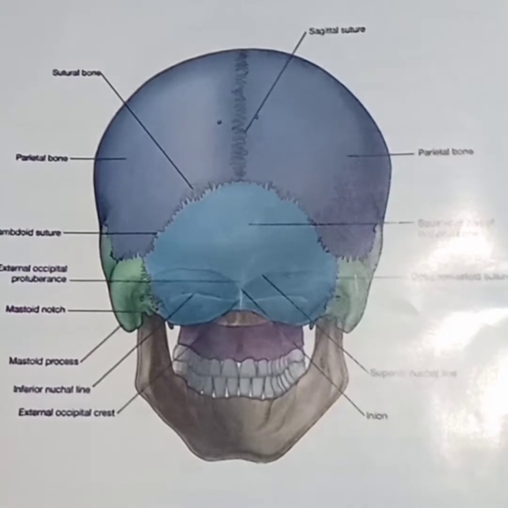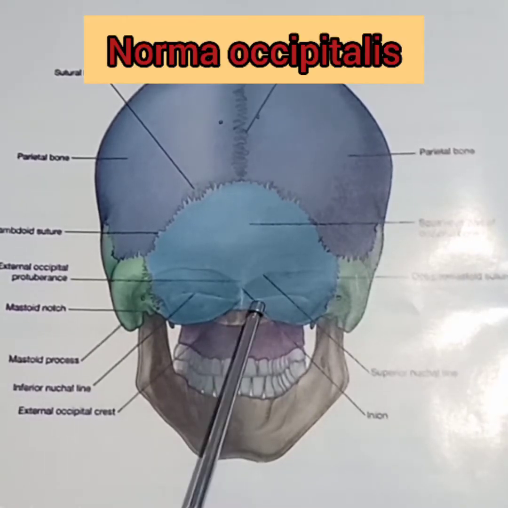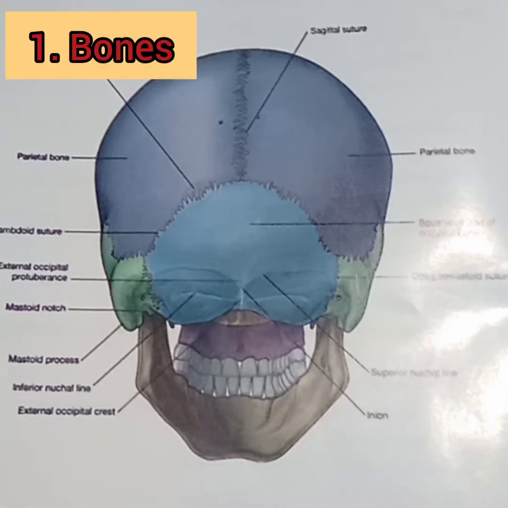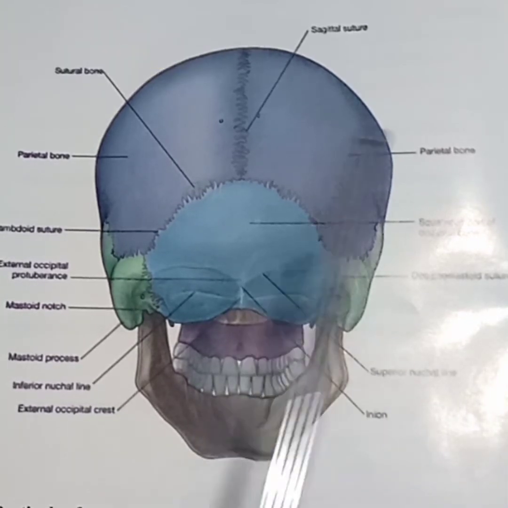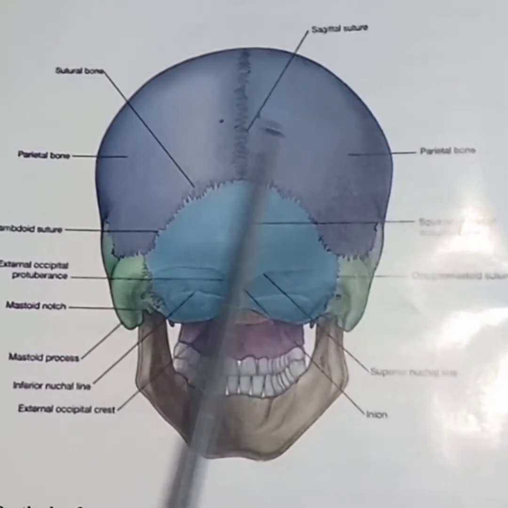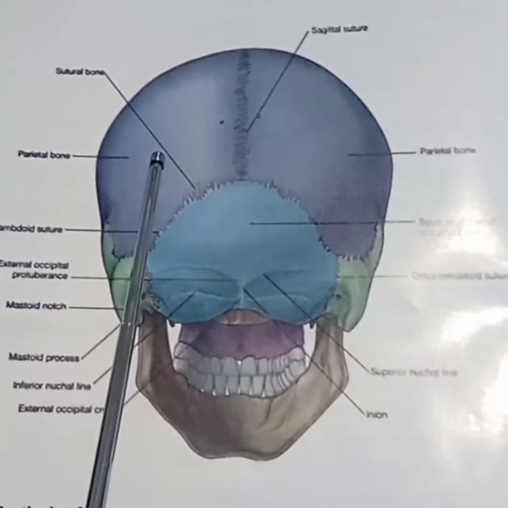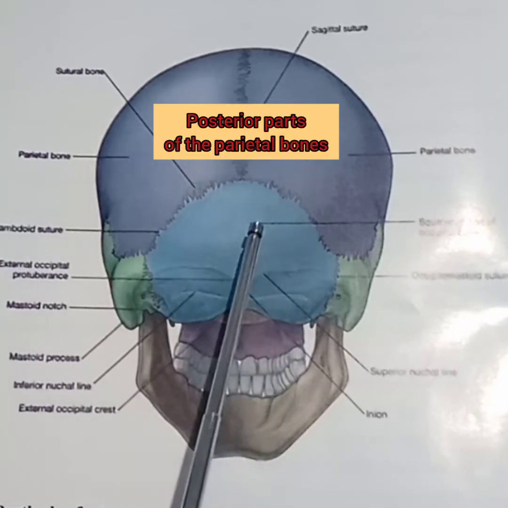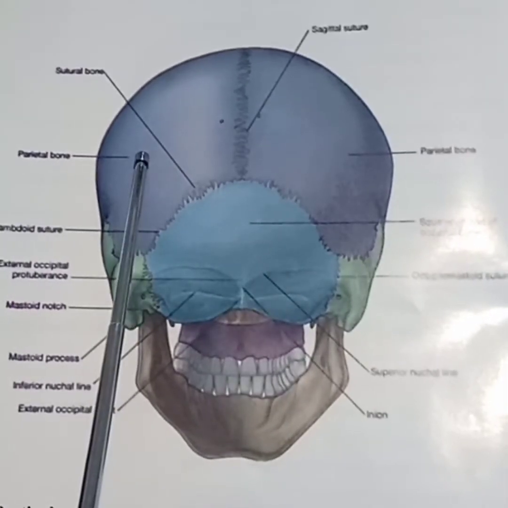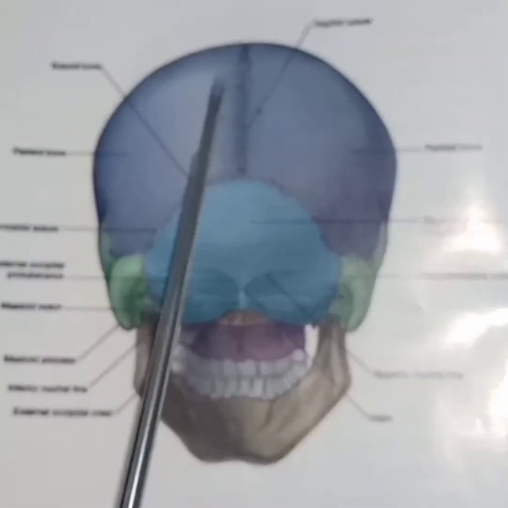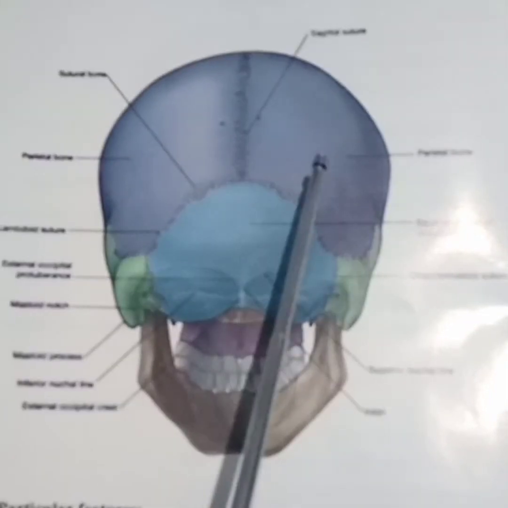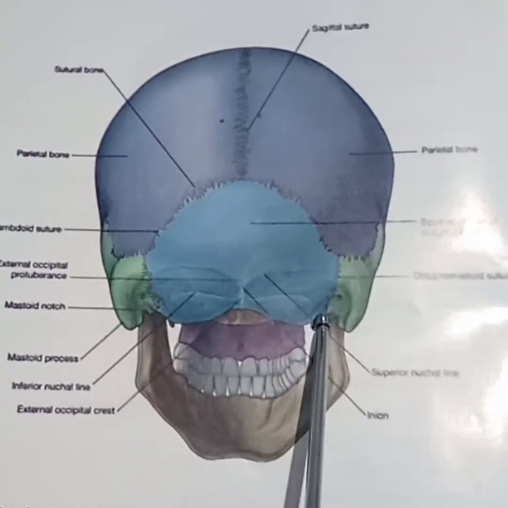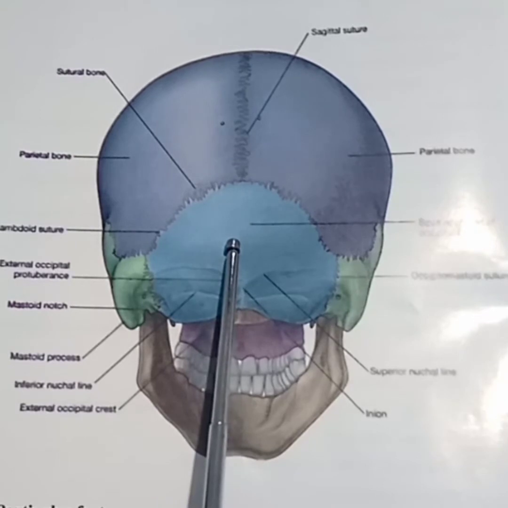Now let's see Norma occipitalis, the posterior view of the skull. At first, what are the bones which form Norma occipitalis? Superiorly, we can see that these are the 2 parietal bones. We can see the posterior parts of the 2 parietal bones in Norma occipitalis, while their anterior parts appear at Norma verticalis. Then below the two parietal bones, we can see this large bone, which is named occipital bone.